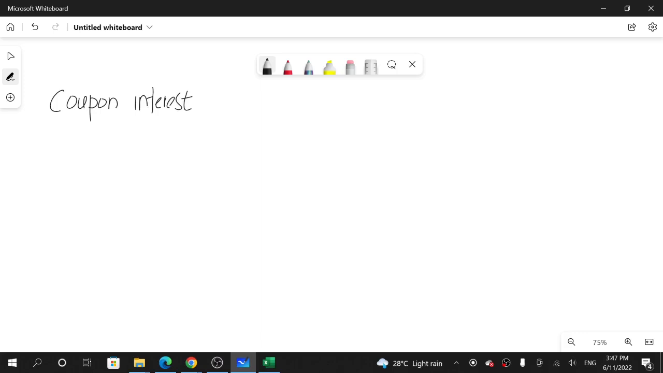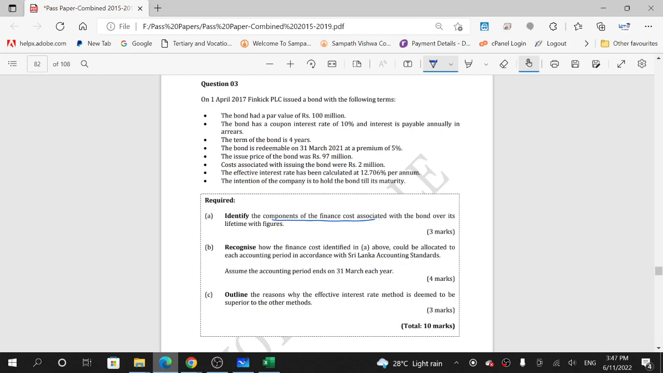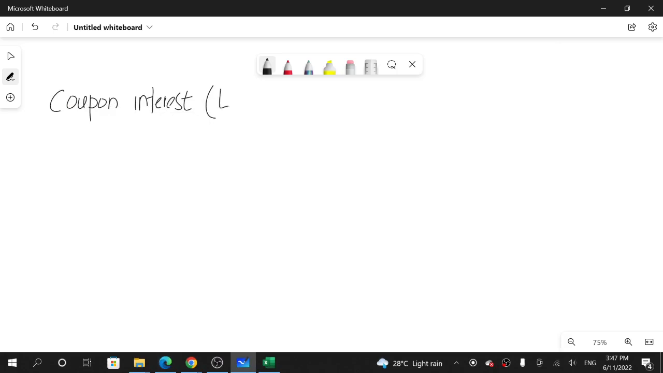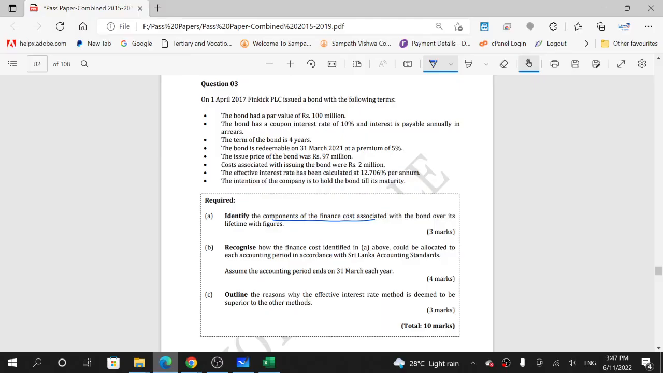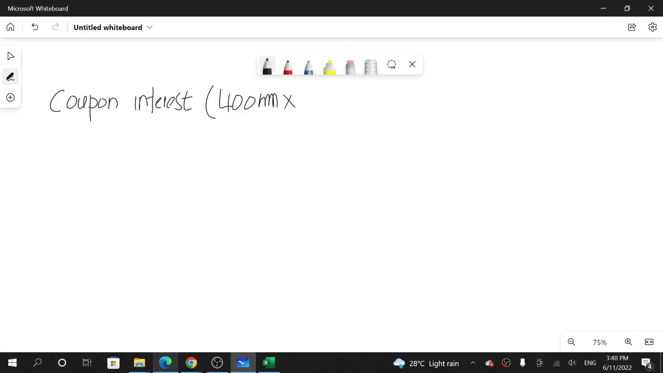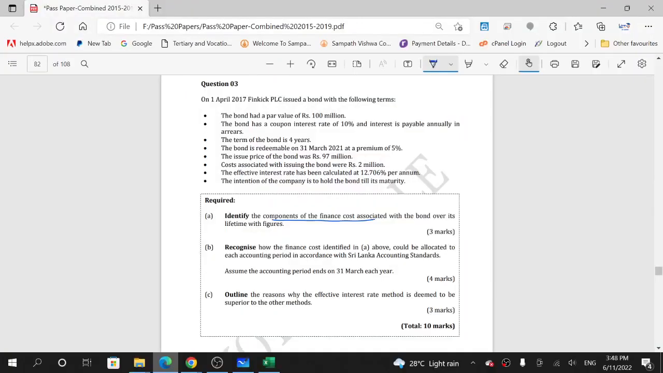How much is the coupon interest? Value is 100 million. You are getting 10%. So you have 100 million into 10% into 4 years. It is 40 million. So if we say figures in rupees millions, then it becomes 40 million. That is one finance cost.